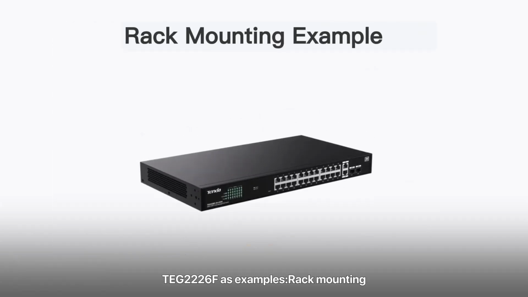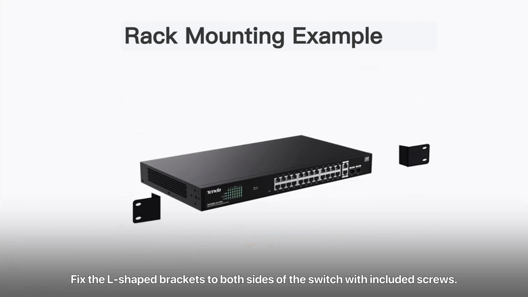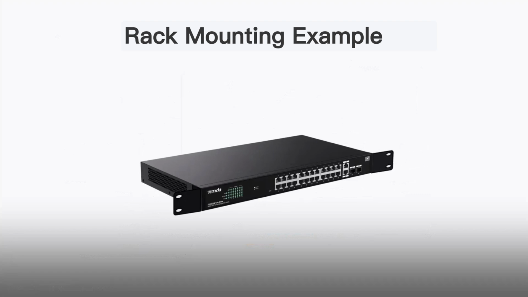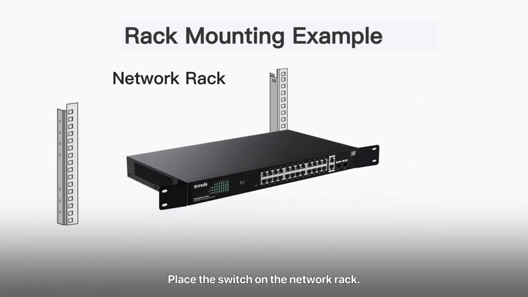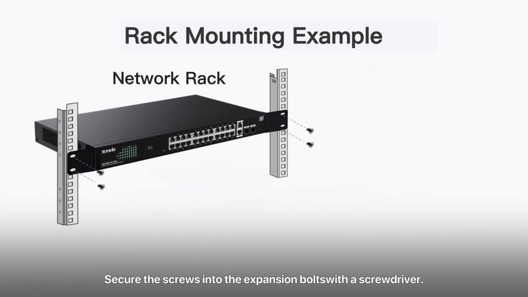Take TEG22-26F as an example for rack mounting. Take the screws and two L-shaped brackets out of the package. Fix the L-shaped brackets to both sides of the switch with the included screws. Place the switch on the network rack. Secure the screws into the expansion bolts with a screwdriver.